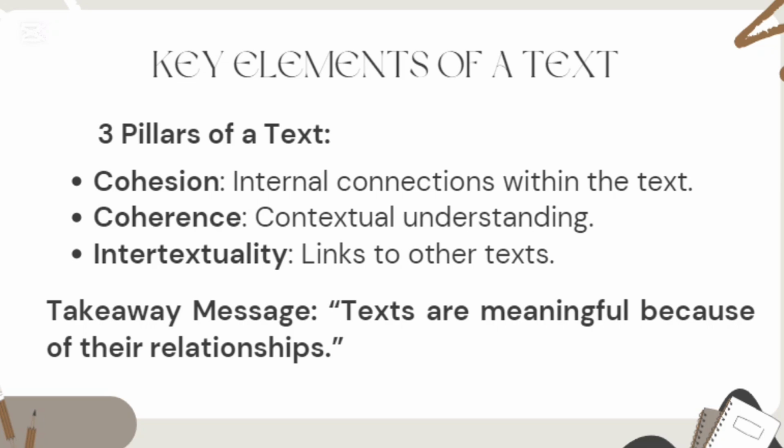Now, to recap, what makes a text? So there are three pillars of text: cohesion, coherence, and intertextuality. Texts are meaningful because of their relationships. And to conclude, what makes a text meaningful is its relationship. Cohesion ties the words and sentences together internally. Coherence ensures the text makes sense within a context, and intertextuality connects the text to others. Together, these features define a text's texture and purpose. That is all for me.